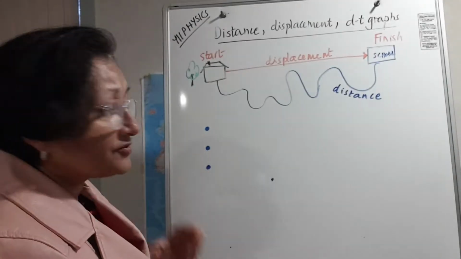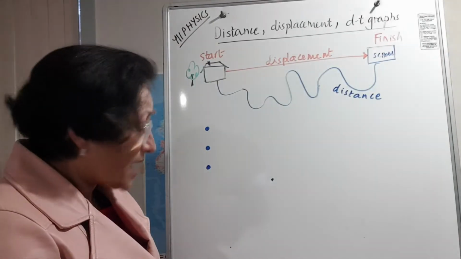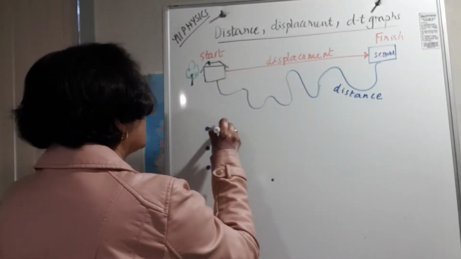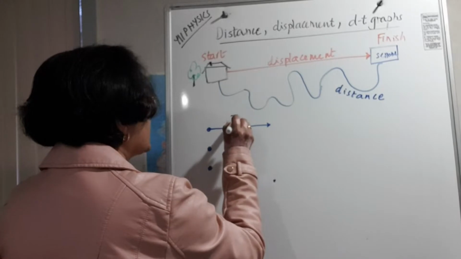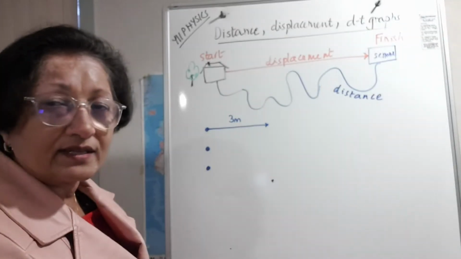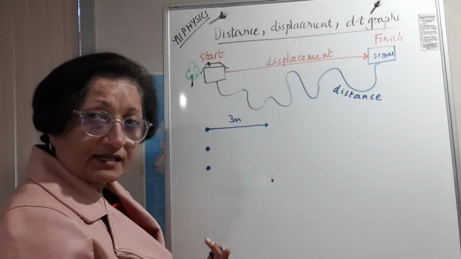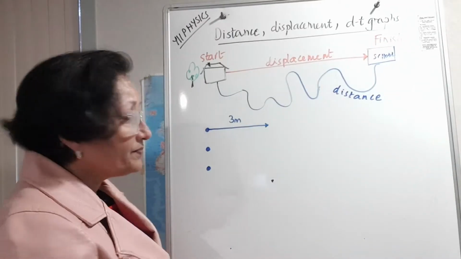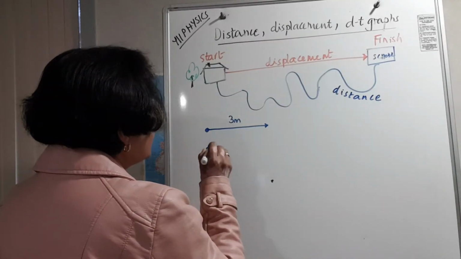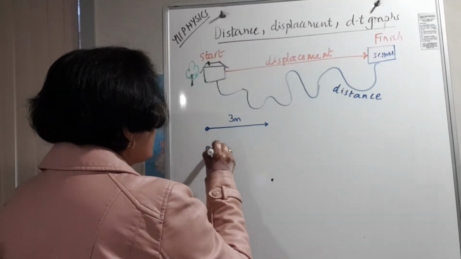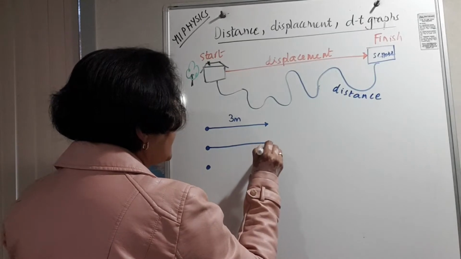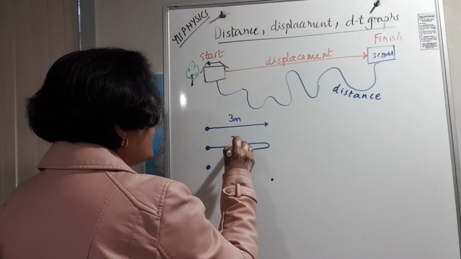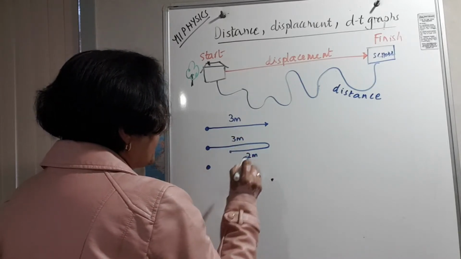So you can see 3 dots here. So let's say I'm starting at the dot and I am walking 3 meters forward. So I've walked 3 meters forwards. My distance is 3 meters. My displacement is also 3 meters over here. Okay, so now let's see. This is example 2. So I walked 3 meters forwards and then I turn around and I walk 2 meters backwards. So this is 3 meters forwards, 2 meters backwards.